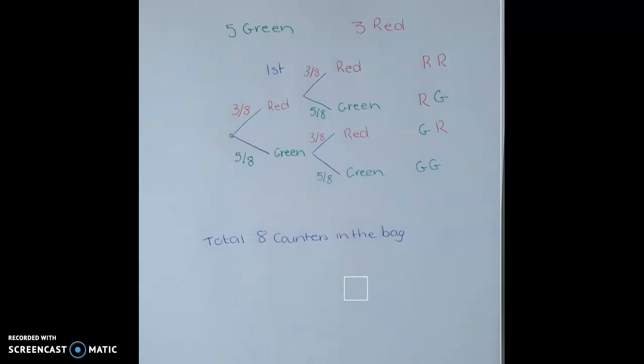So now we have our probabilities along the branches on our tree, and we can use them then to work out the probabilities of different scenarios. For example, what is the probability we pick a green counter and a green counter? So we will come to that a little bit later.